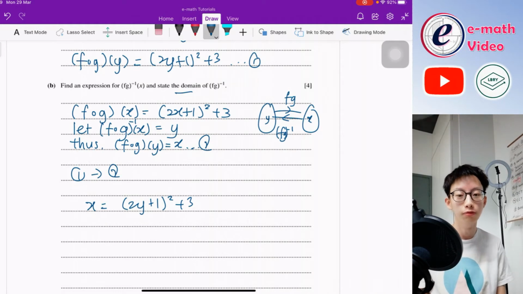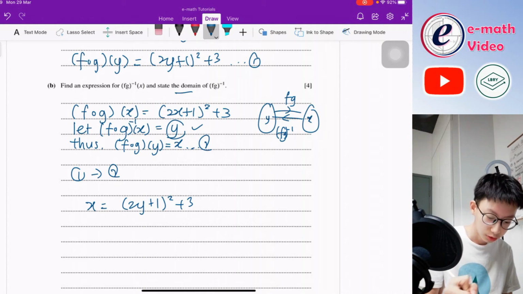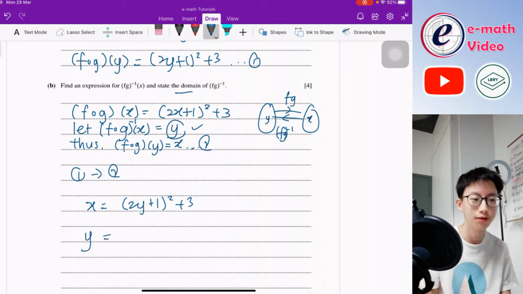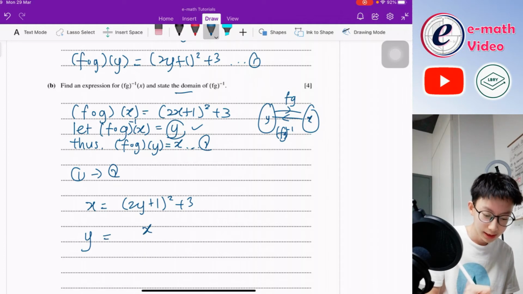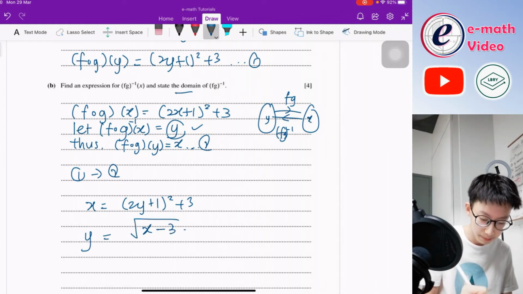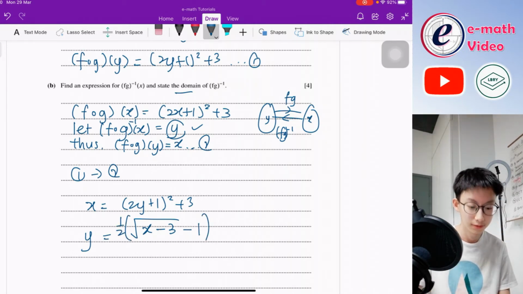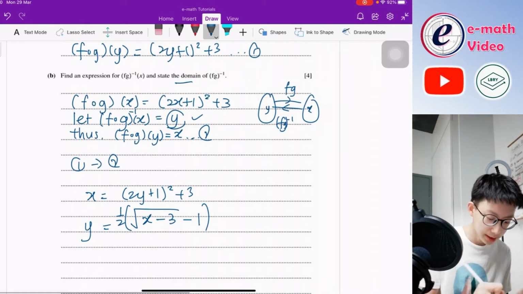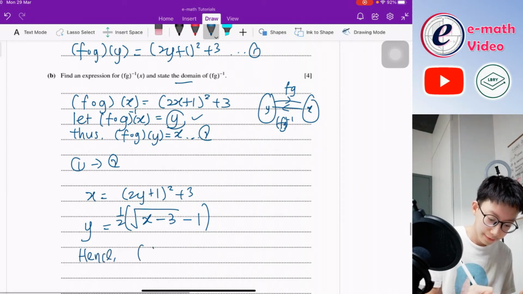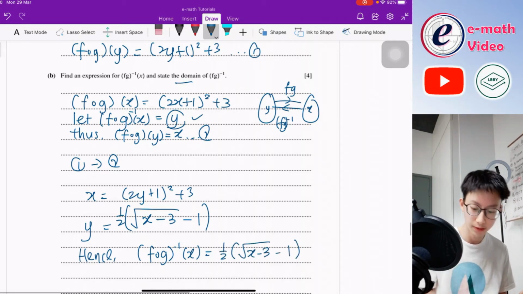And you want to make y the subject because you want to find y, isn't it? So y will just be, you can do it step by step, x minus 3, then you square root, then minus 1, then put a half in front. Right? I think so, and I hope so. So hence, fg inverse of x is equal to half of the square root of x minus 3, minus 1.